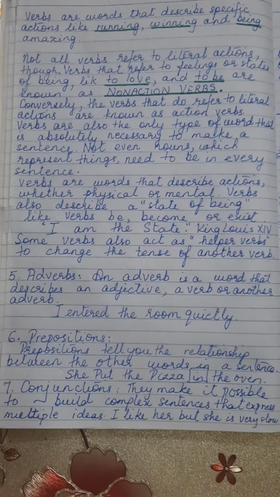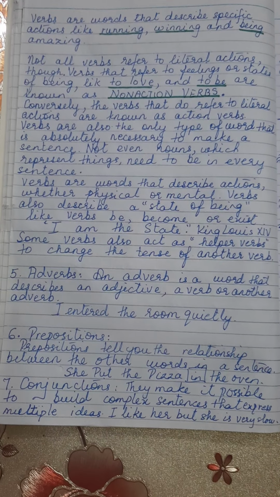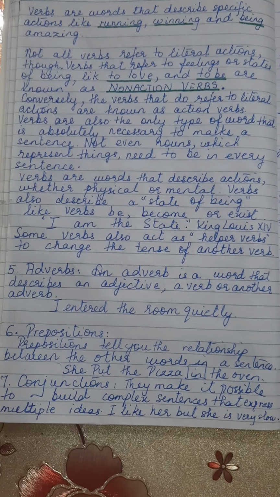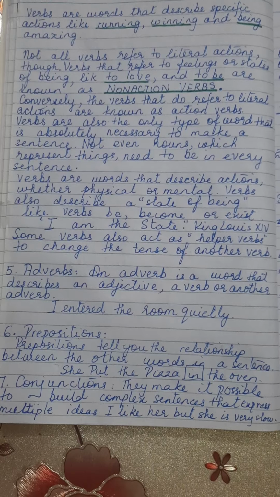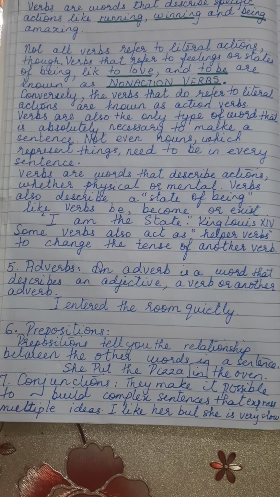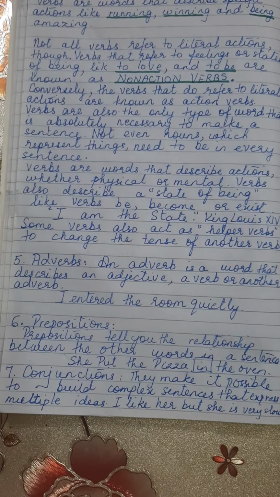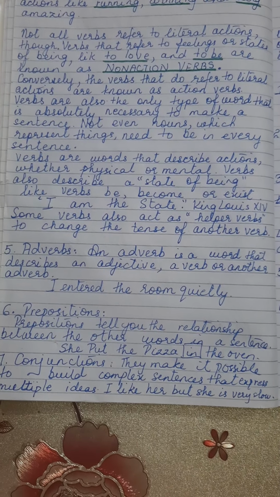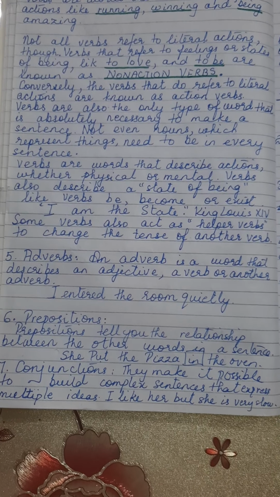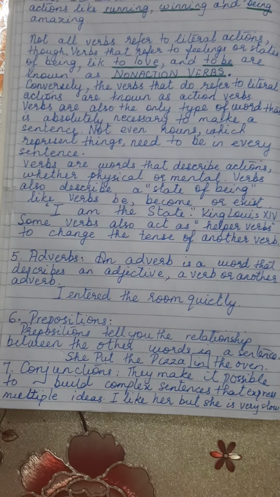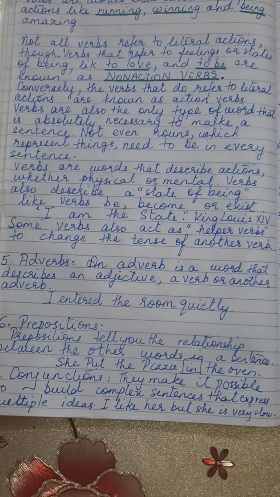Now, the fifth part of parts of speech is adverbs. An adverb is a word that describes an adjective, a verb, or another adverb. For example, I entered the room quietly. Sixth part is prepositions. Prepositions tell you the relationship between the other words in a sentence. For example, she put the pizza in the oven. Now, here the word in is the word that will connect the pizza and the oven.